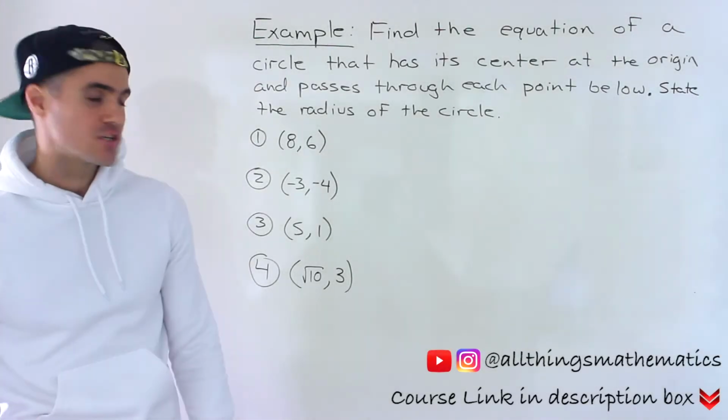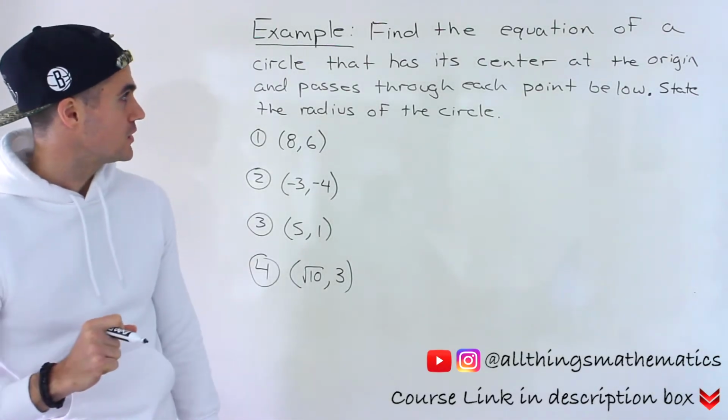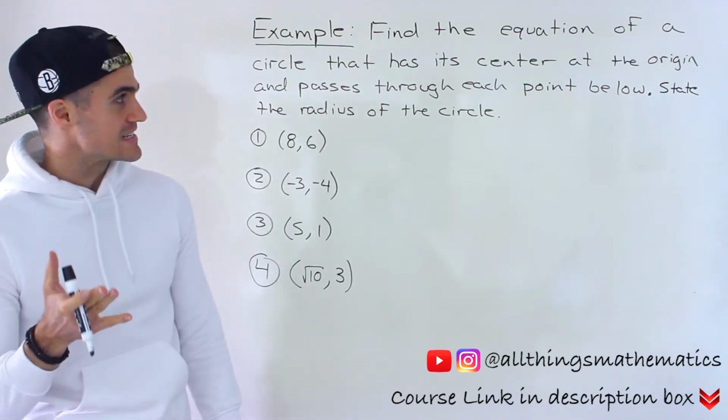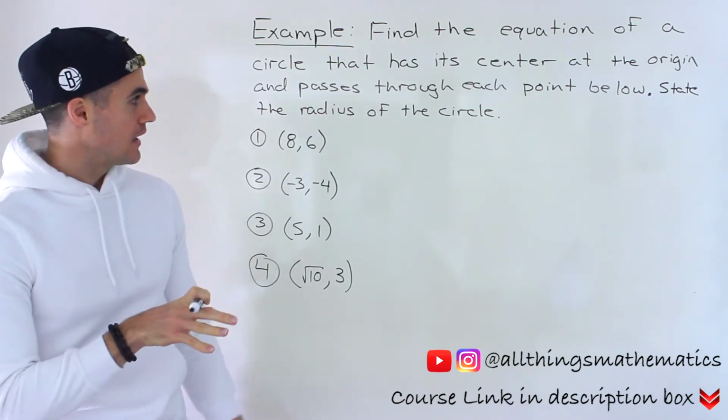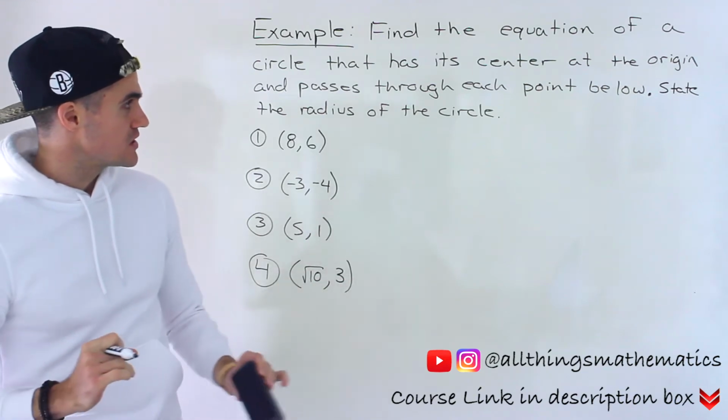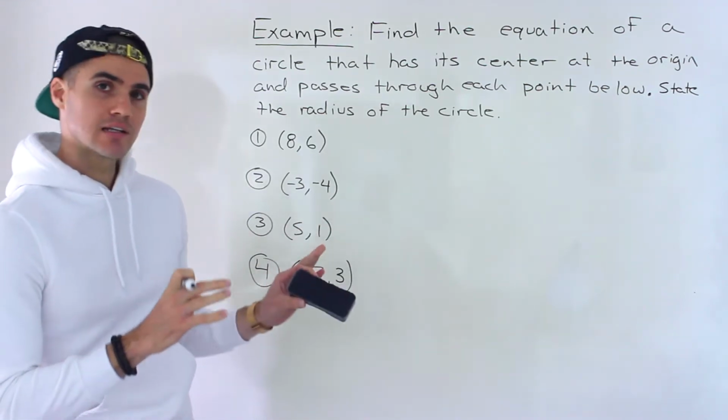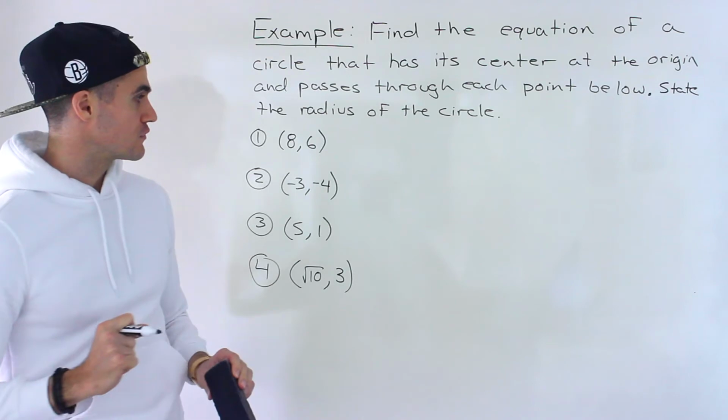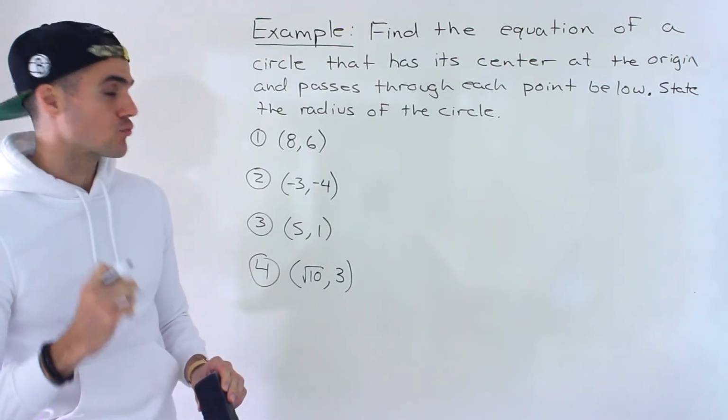Moving on to another question dealing with circles. So we have to find the equation of a circle that has its center at the origin and then passes through each of these points over here. So we're going to be dealing with 4 different circles here, and then we have to state the radius of each circle as well.